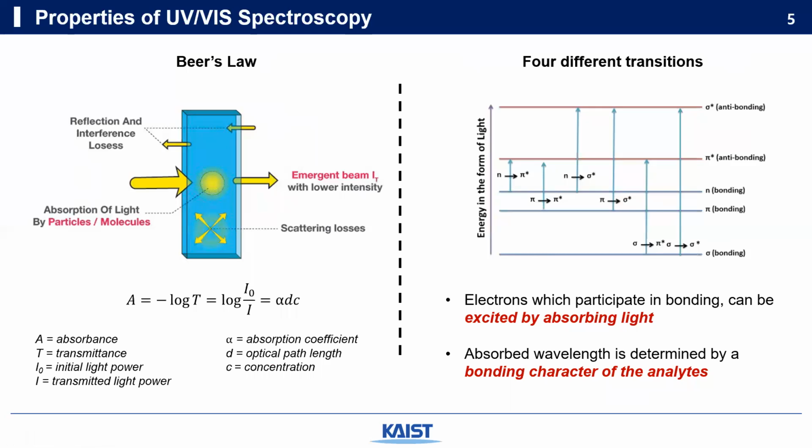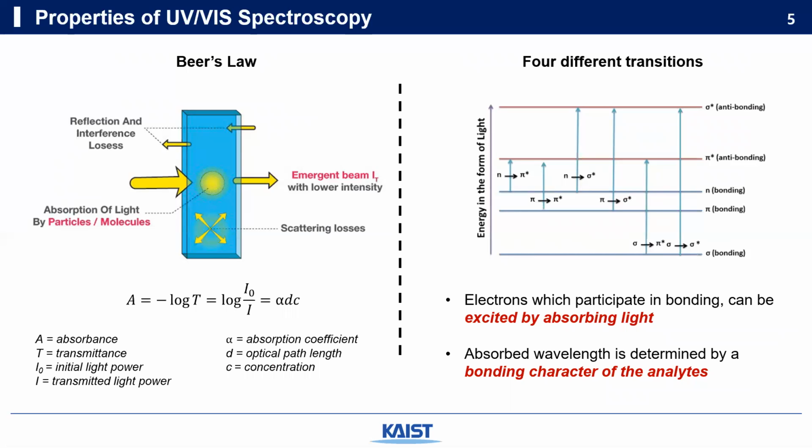This is because if the sample concentration is high, random interactions between the analytes may occur when light is irradiated on the sample, resulting in a nonlinear relationship between concentration and absorbance.